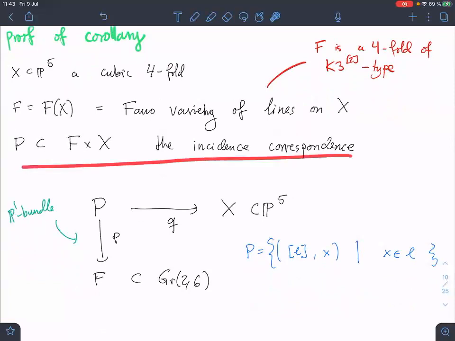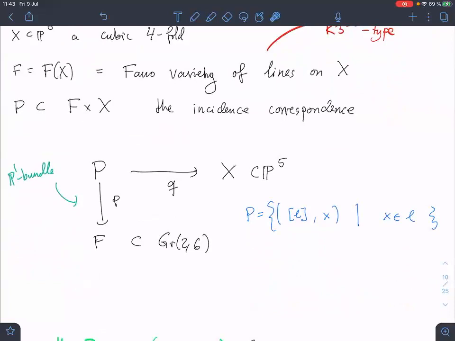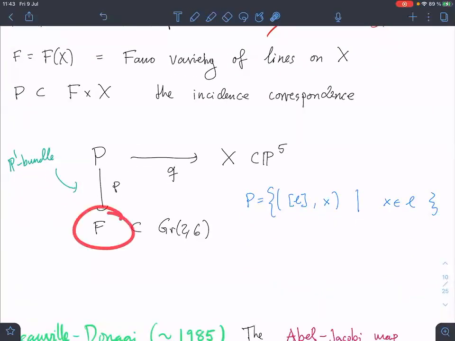Yeah, so there is a correspondence between these called the incidence correspondence. So we think about F as lying inside the Grassmannian of all lines in P^5. It's the subvariety that parameterizes the lines lying on X. And over F, we have the universal line. So it just consists of a line plus a point on the line, and this maps to both F and X. And here it's a P^1-bundle.